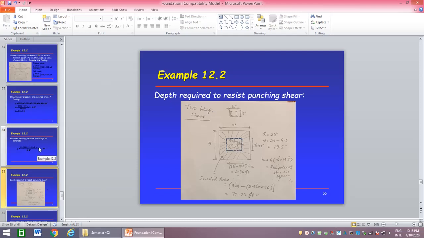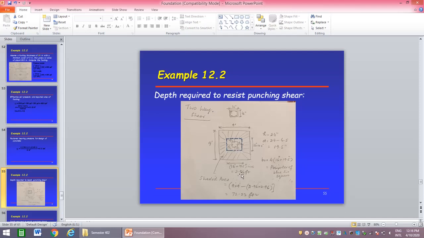Now because we already know that the foundation depth is governed by two-way shear as well as one-way shear, we have to calculate what is the two-way shear and what is the one-way shear, and we have to check whether the footing we provided, 12 inches to 24 inches, is safe or not.